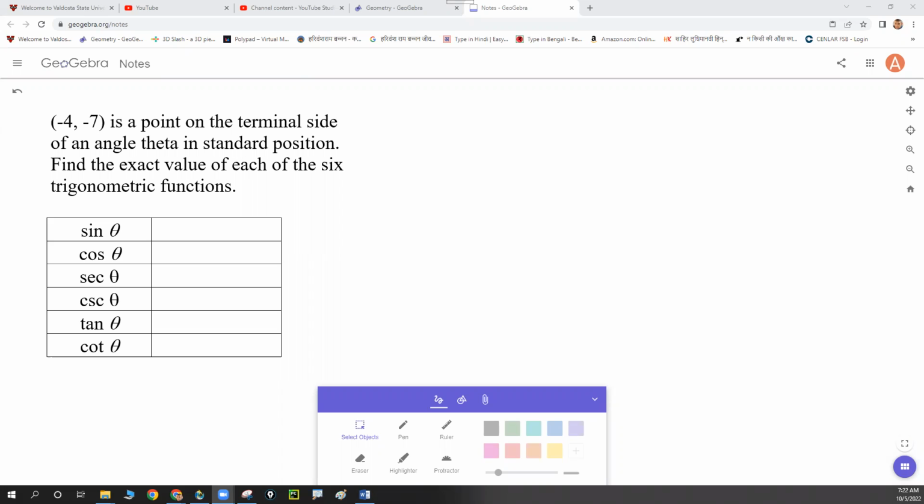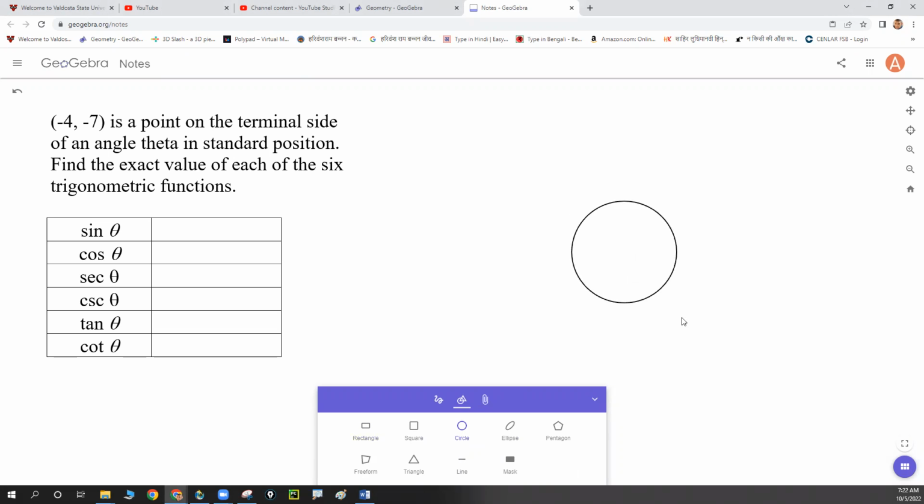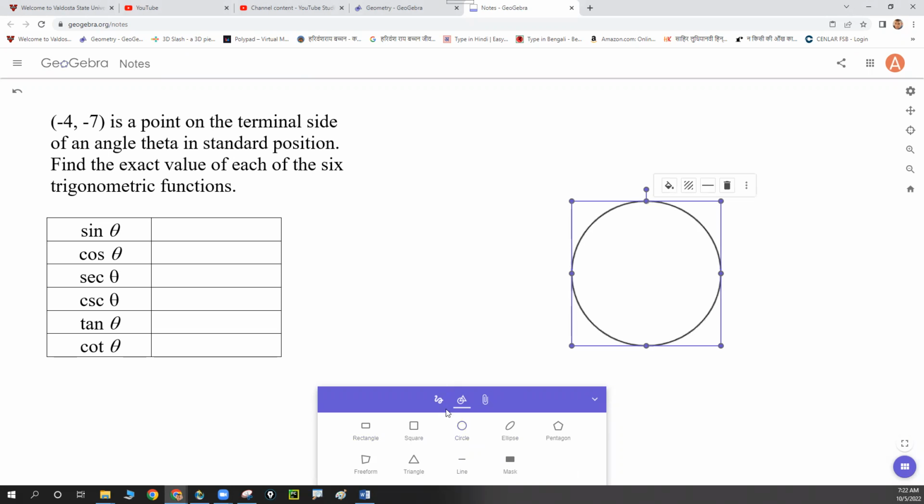So we're going to work on this problem, and I'm going to start with the circle and make sure it goes through -4 and -7. I'm going to do it from scratch so that you can see the process a little better. And just make sure you do understand this point is not on the unit circle. Okay? I'll prove it to you that it's not.